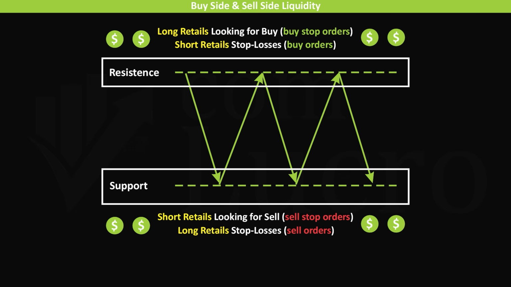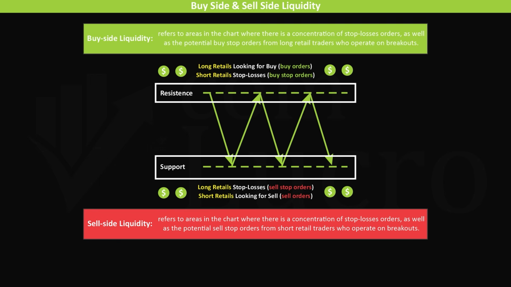Therefore, buy-side and sell-side liquidity do not exist only at traditional support and resistance levels. They form wherever there is a concentration of orders in the market. Buy-side liquidity refers to areas where buy orders are clustered, often above highs or key reference points, while sell-side liquidity refers to areas where sell orders are clustered, typically below lows or areas where traders expect breakdowns. Next, we examine how the market responds when it approaches these zones.